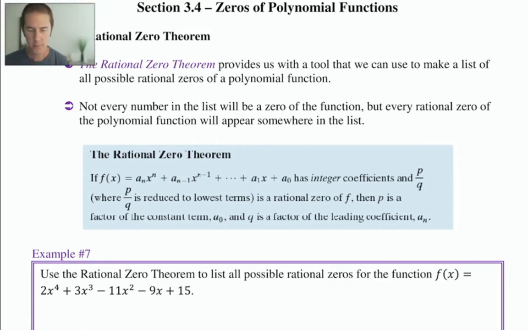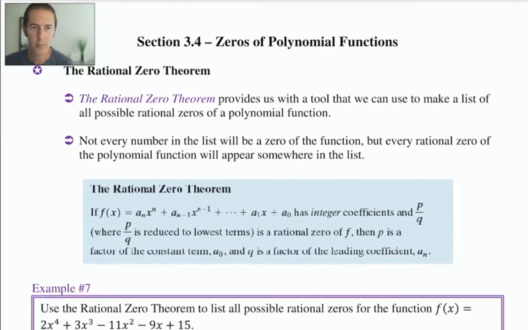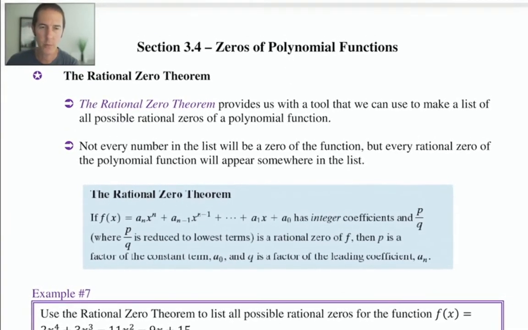And the first tool that we use in order to make that determination or that list is the rational zero theorem. And what the rational zero theorem does is it helps us determine a list of possible rational zeros. Now remember what a rational number is. It's any number that can be expressed as a fraction.